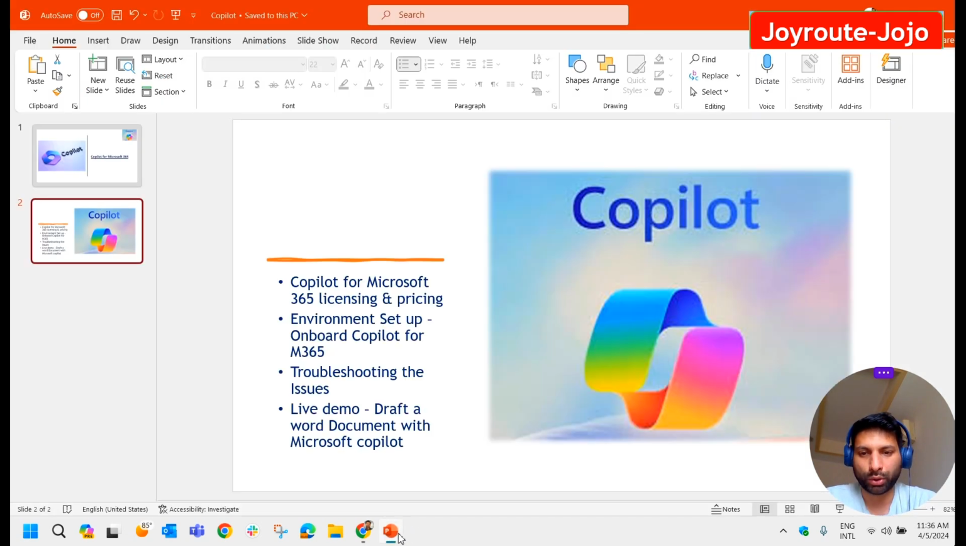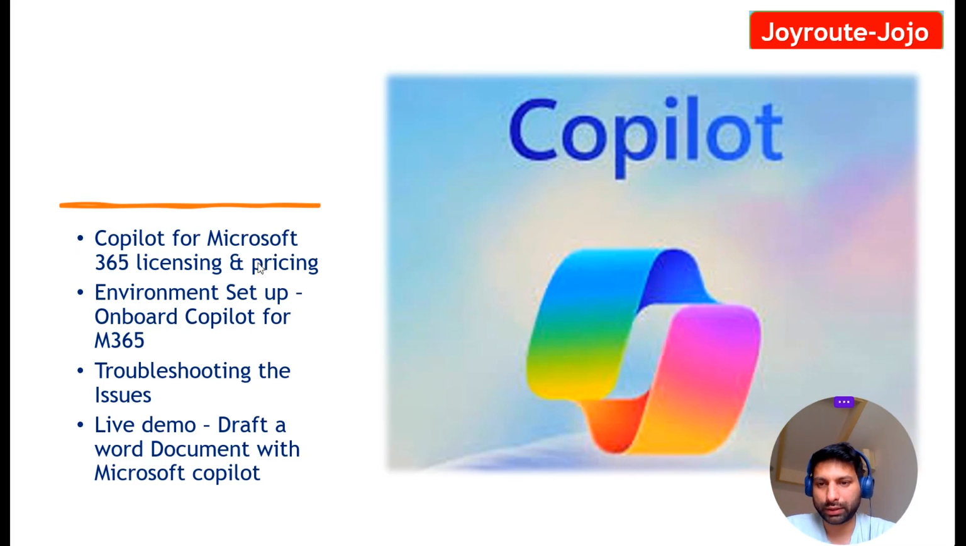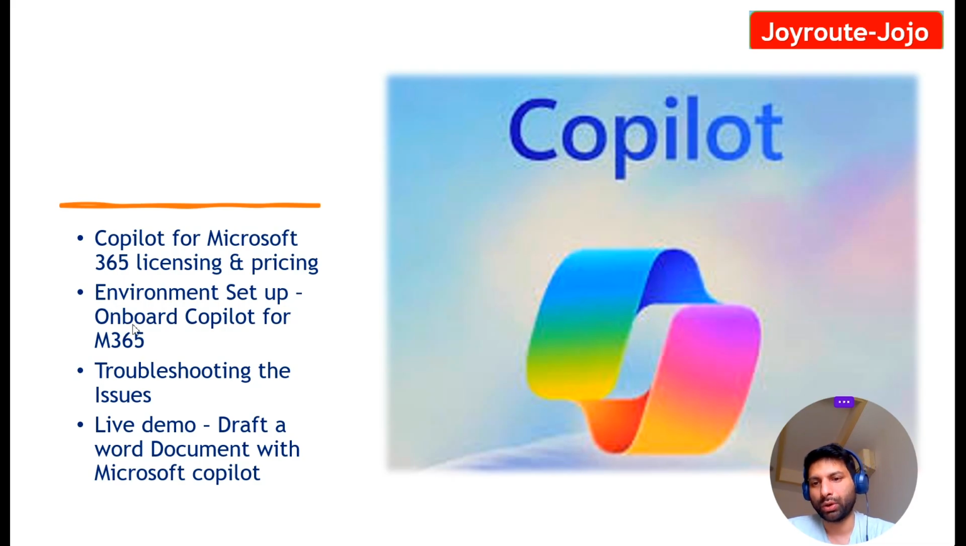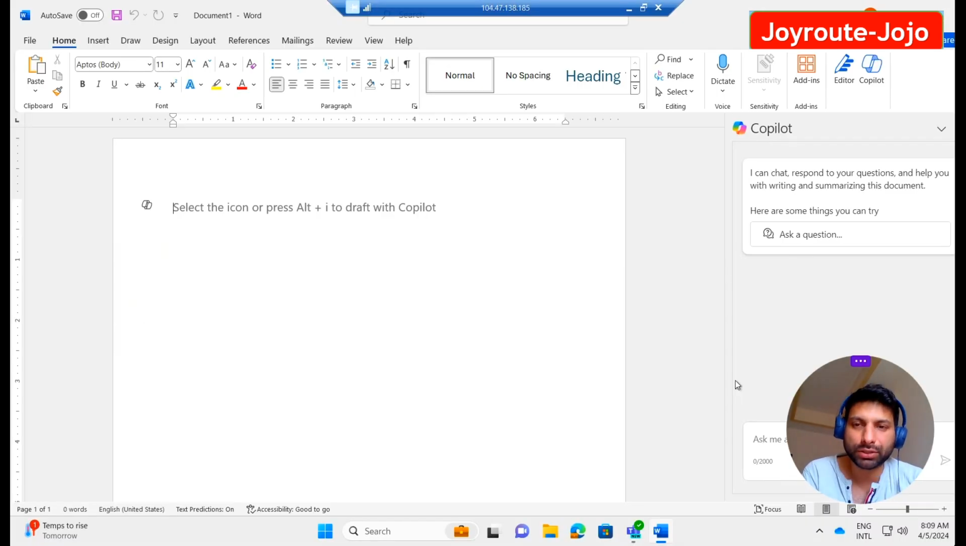All right, so let's move on. We have covered licensing and pricing. Now we move on to environment setup and onboarding Copilot for Microsoft 365. We have purchased Copilot for Microsoft 365. What is next? It should be visible in all the Microsoft 365 applications like Word, Excel, Outlook, Teams, and all the others.